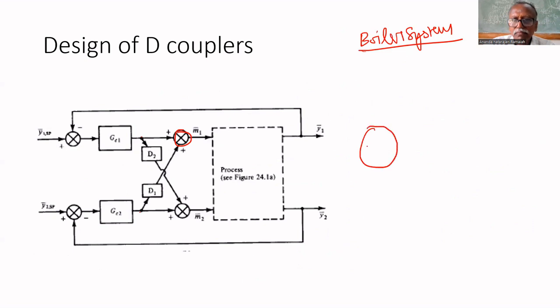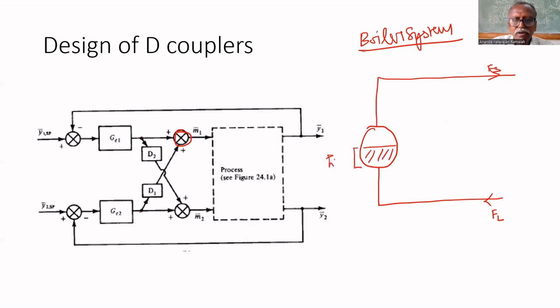This is the boiler. Here, water flow rate, liquid water will enter here. Steam will leave here. This is steam flow rate. Here, we have to control the water and all.